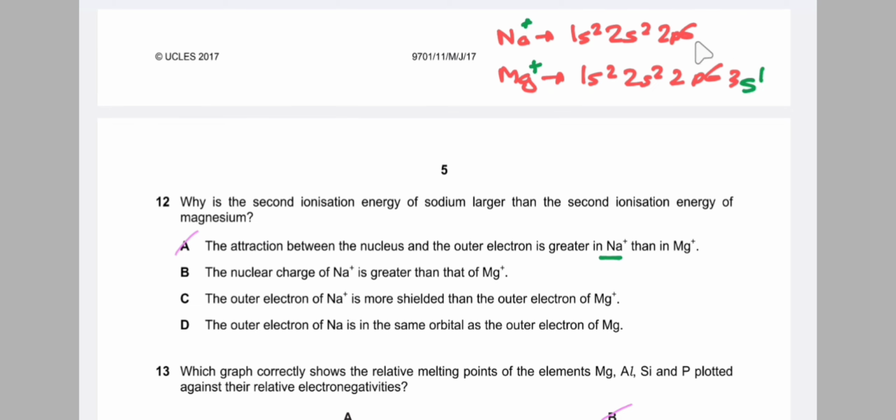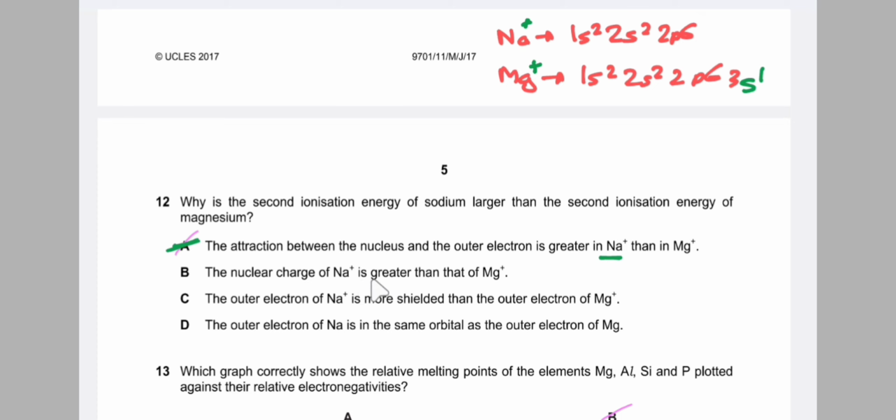For these positive ions, sodium loses an electron and its outer electron is now in 2p6, and the magnesium positive ion has an outer electron in 3s1. So as we can see, the outer electron in sodium positive ion is in the inner shell, so there is more attraction by the nucleus since the number of shells is reduced, and so greater nuclear attraction. So yes, the attraction increases, and due to this increase in attraction, the second ionization energy also increases. Therefore the answer is A.